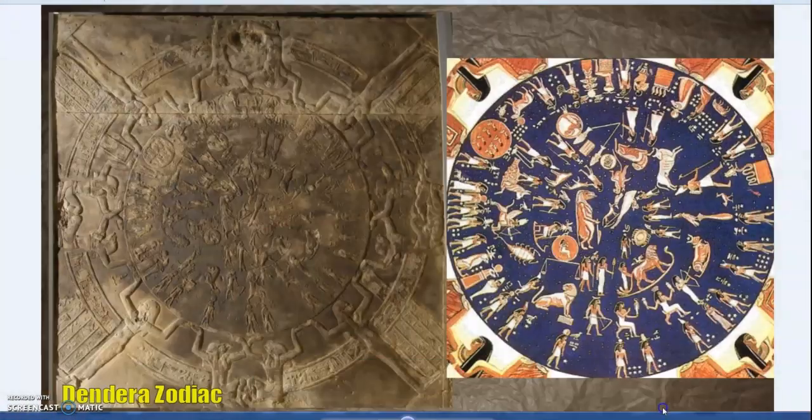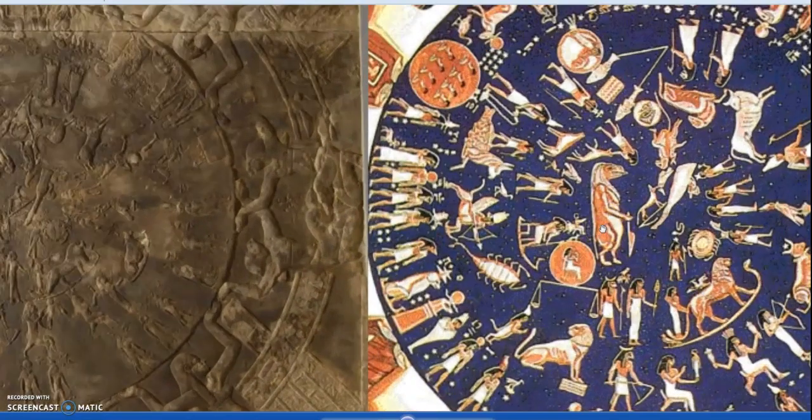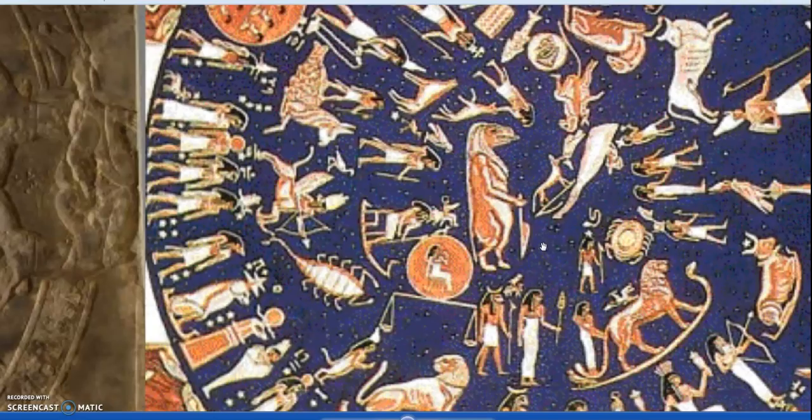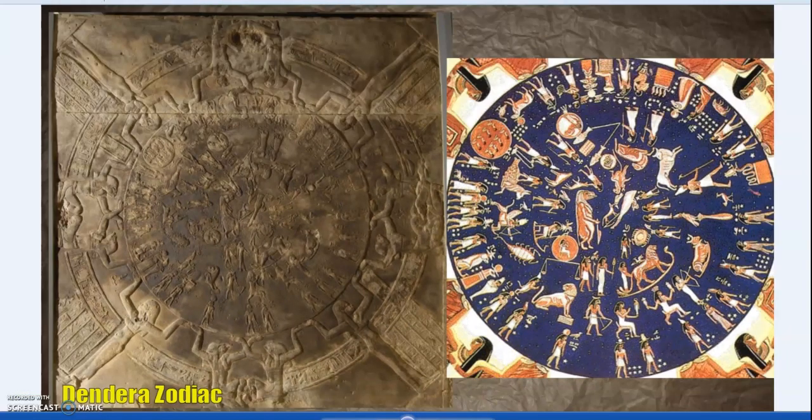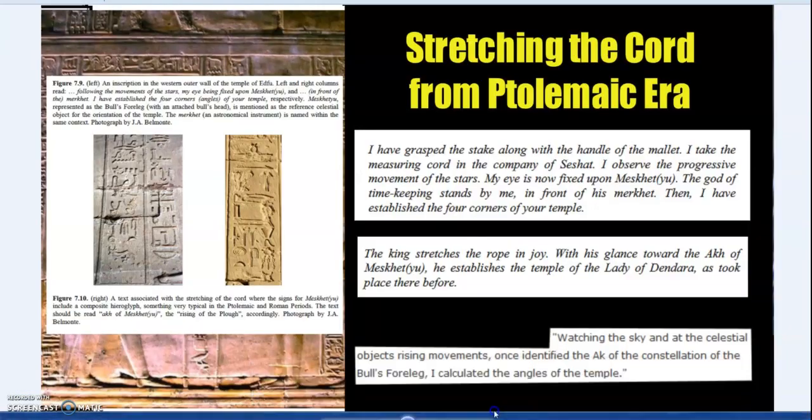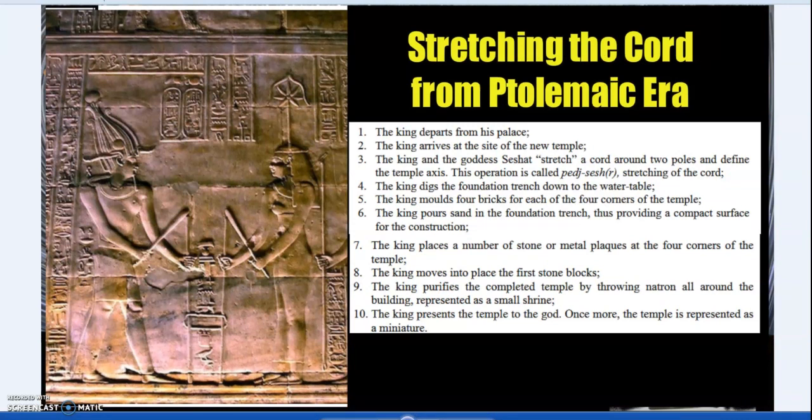But back to the constellations. Again, I'm using the Dendera zodiac, but you will find the same imagery on much older astronomical connections. The imperishable stars of the north, the bull's leg Meskhetiu, guarded by the hippopotamus. But there again we see the adze, the plough tool, connected there in the northern stars. And so the stretching of the cord ceremony.